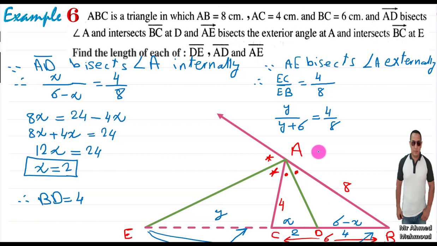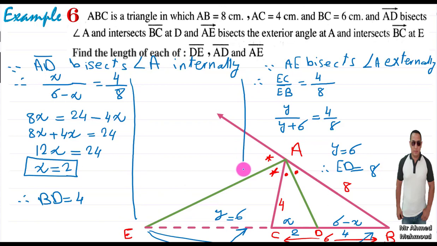So from this cross multiplication, Y equals 6, and so this line equals 6. Okay, therefore if Y equals 6, ED equals 6 plus 2 equals 8. Okay, now the last part, I'm going to solve it here in this position.